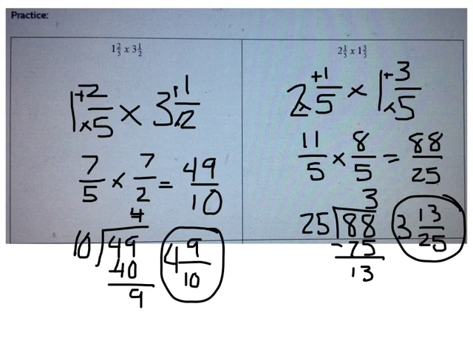The correct answer is 3 13/25. 2 1/5 is equal to 11/5. 1 3/5 is equal to 8/5. When I multiply, I get 88/25. 25 goes into 88 3 times with a remainder of 13. So the answer is 3 13/25.